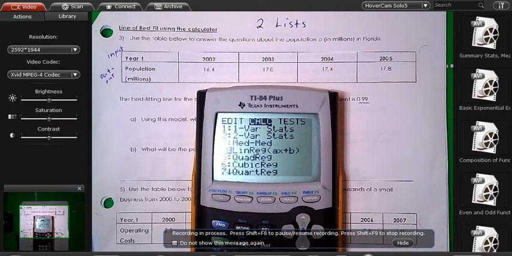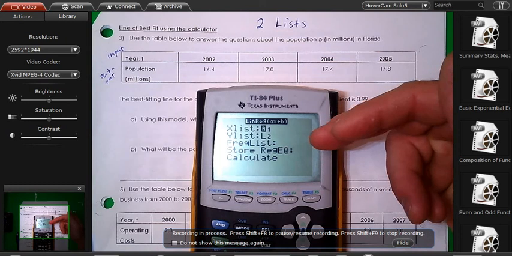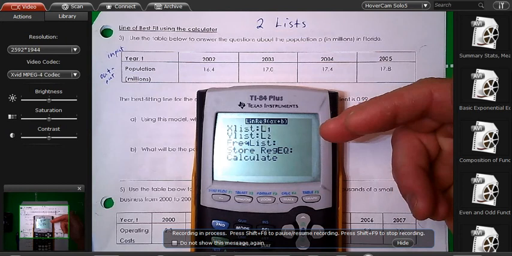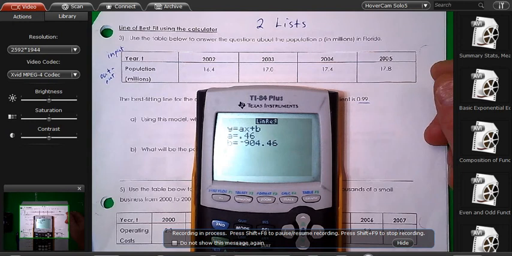AX plus B is slope-intercept form. So we're going to press enter on that. Now, X list should be L1. Y list should be L2. Is that what you've got? Okay. Go down to calculate. Press enter. All right. So we see what our A value is and we see what our B value is.